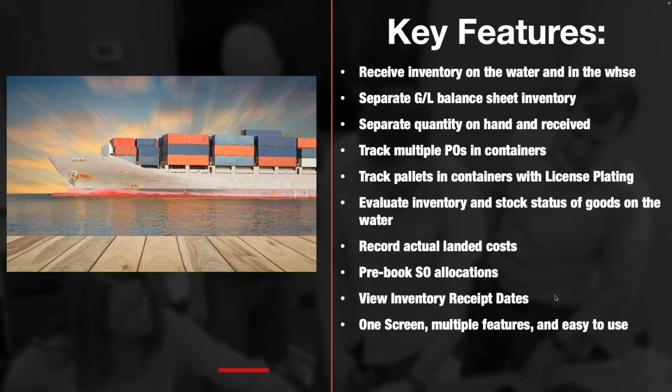So it not only lets you retain an actual landed cost and adjust it, but also spread it out across multiple purchase orders. For instance, if you have 3 containers coming in, all on different ships or different ways of transport, and that purchase order is spread across all 3, you could spread out that landed cost across all 3 receipts instead of it being dumped onto one initial receipt. As I mentioned before, you can pre-book the SO allocations and adjust inventory receipt dates. And it's all on one screen. You don't have to go to multiple screens to do this. It's all in the multi-bin inventory screen.